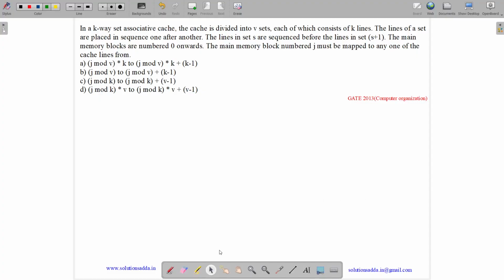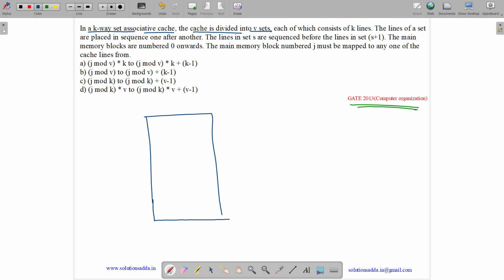This question belongs to GATE CSE 2013 and the Computer Organization subject. The question states: in a k-way set associative cache, the cache is divided into V sets. Let us suppose this is our cache. The cache is basically divided into V sets. If this is set 0, let's assume this is set 1, this is set 2, and then this is set V.